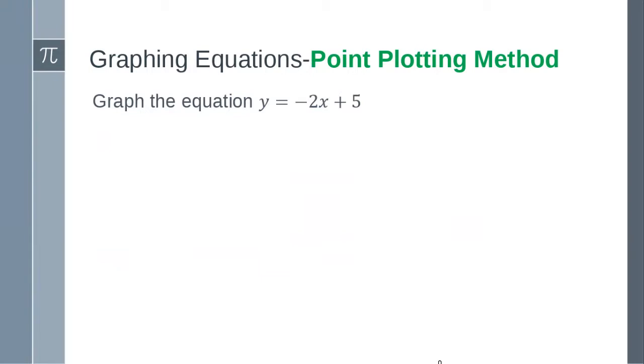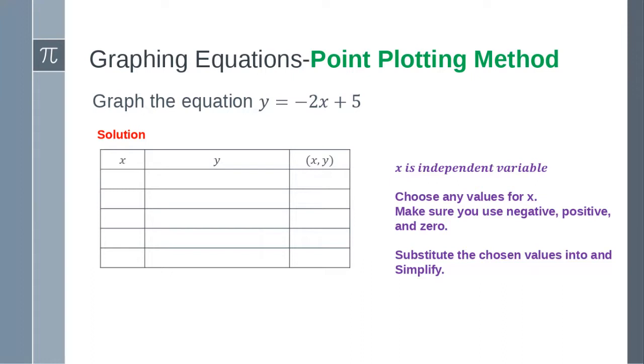So, okay, the point plotting method is the first method that we see in really any of our classes when we're trying to graph. And the idea here is that you create a table. And so you're going to have some values for X. We're going to find values for Y. And then we're going to put them into an ordered pair.